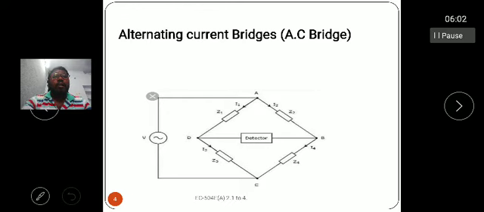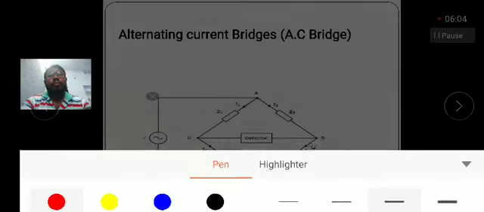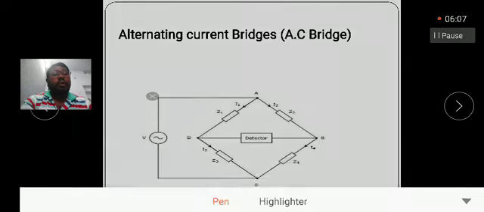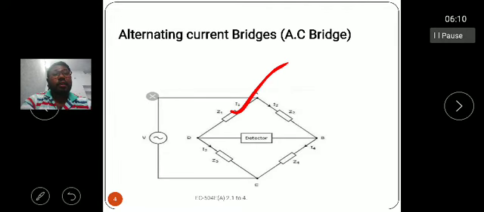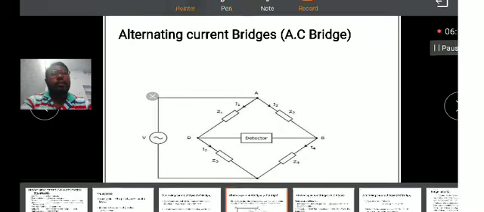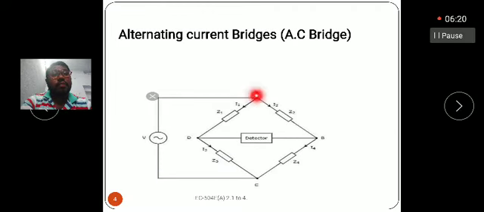Here we are having four impedances: Z1, Z2, Z3 and Z4. The current passing through Z1 is I1, the current passing through Z2 is I2, the current passing through Z3 is I3, and the current passing through Z4 is I4. That means the total current passing in this circuit is AC current. Here we are applying the AC source, represented like this.